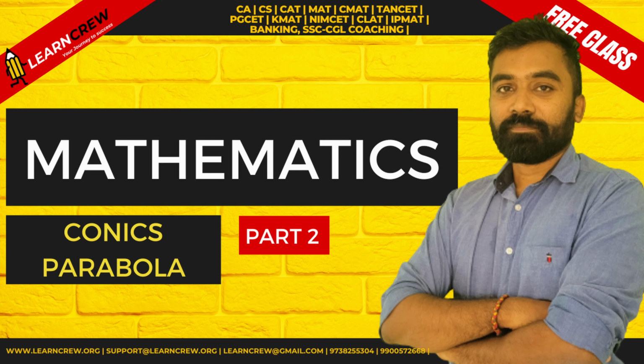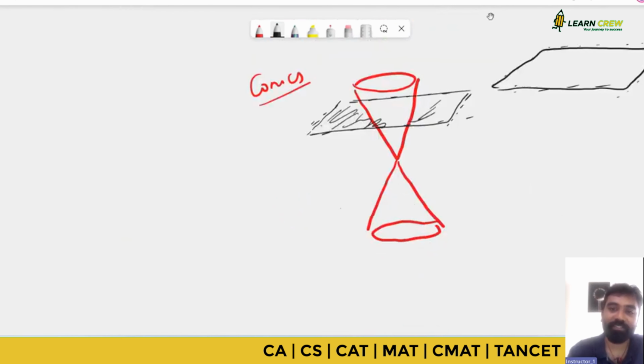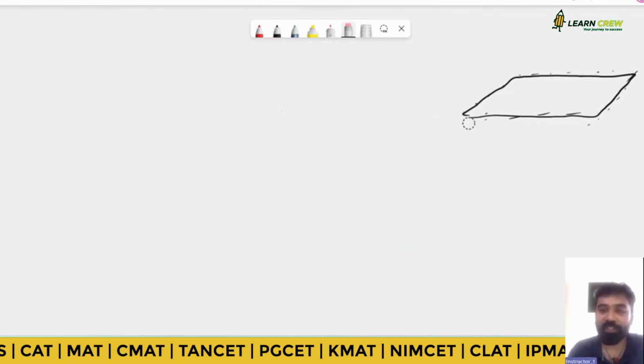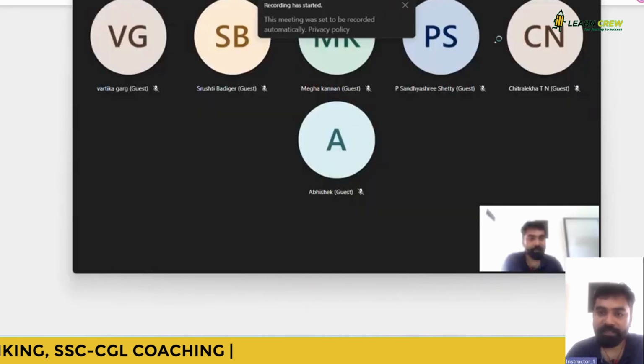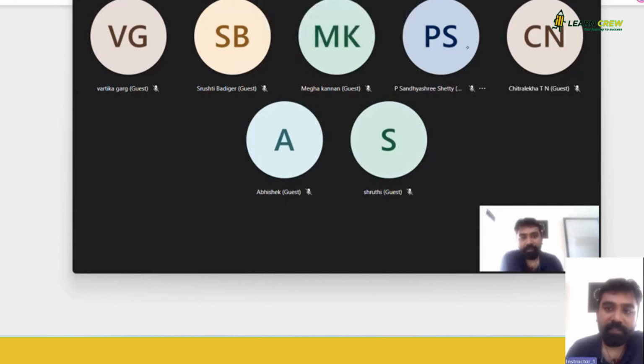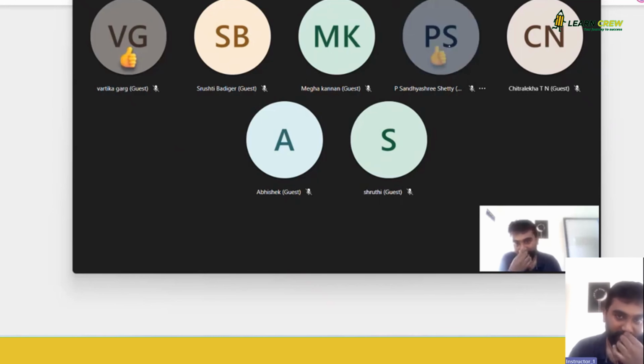Okay, so now with this said, let us start with your actuals. Till now you all understood what conics are, how we are getting the different shapes and everything. Online people, I think I've shared the screen also. All are clear? Or any doubts? Mega, Sandeshri, Chitralekha, Vartika, Srishti, all good?